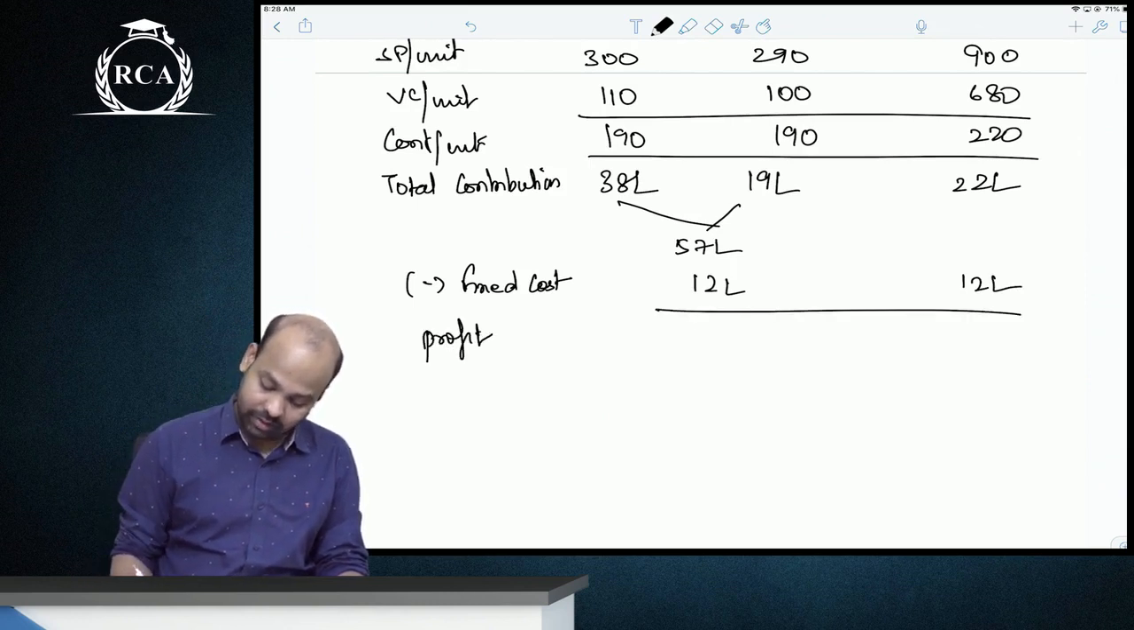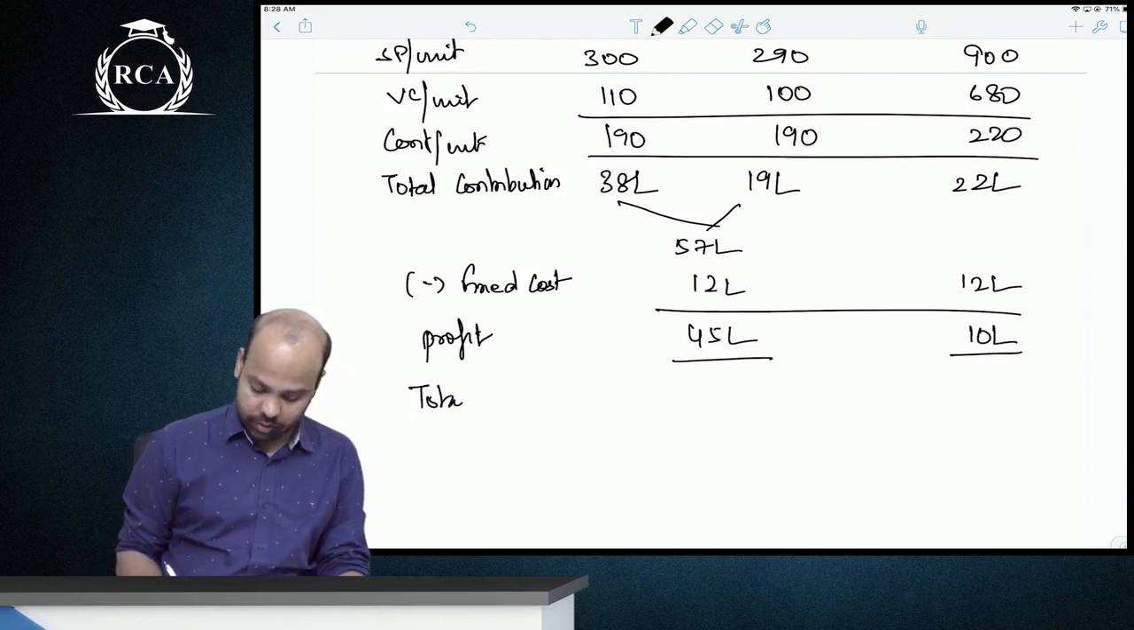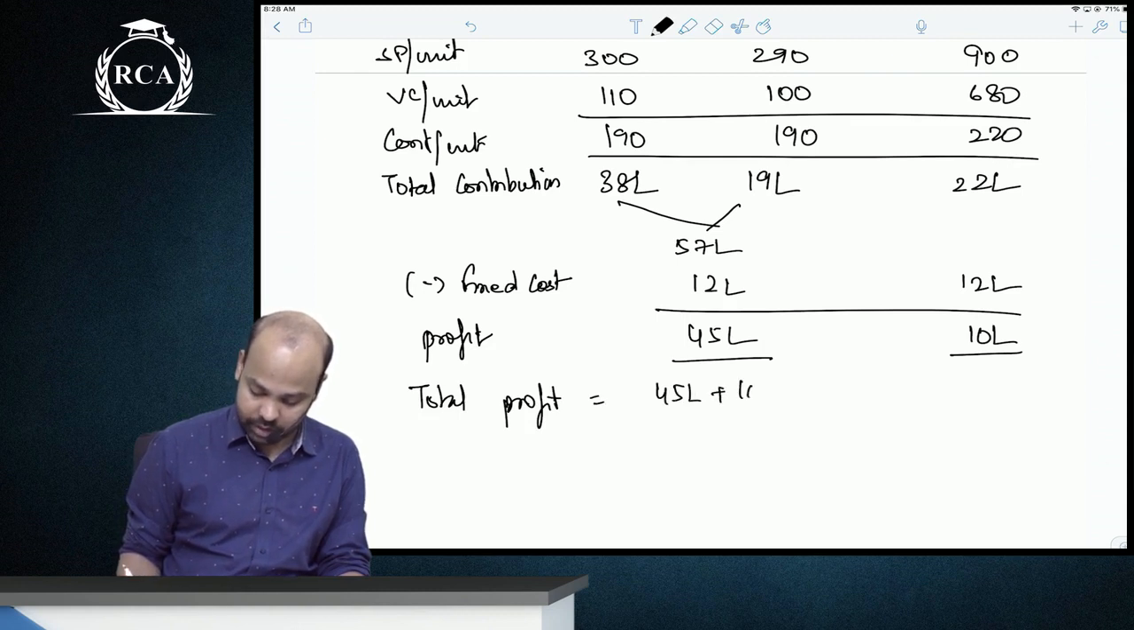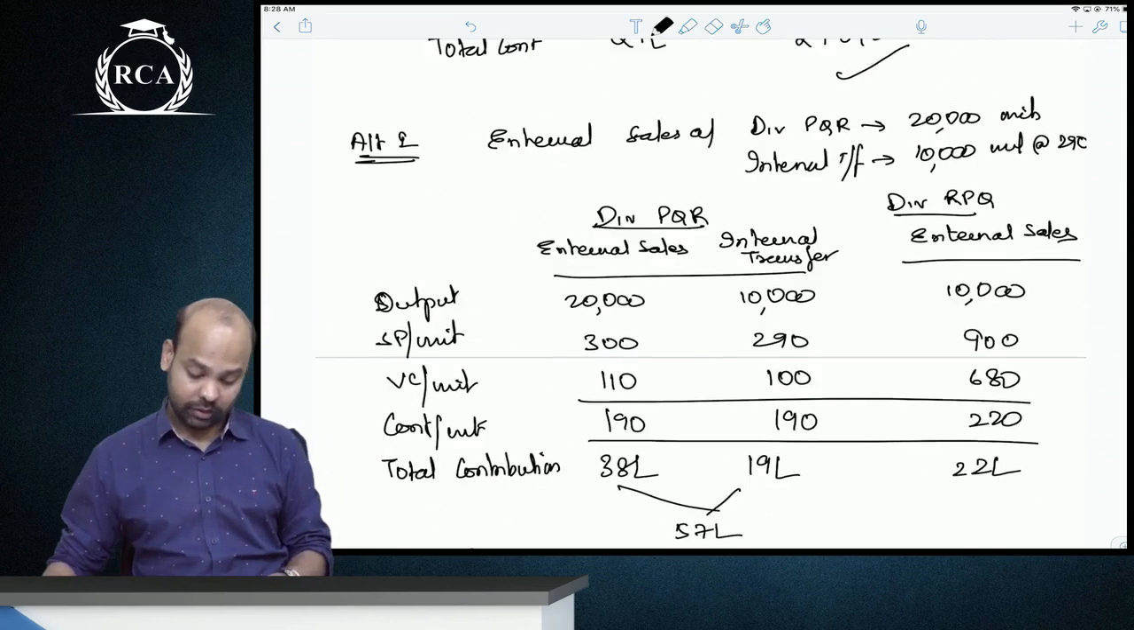Profit guys of this division is 45 lakhs. Here it is 10 lakhs. Total profit guys is 45 lakhs plus 10 lakhs, 55 lakhs. This is the total profit guys of the entire company.